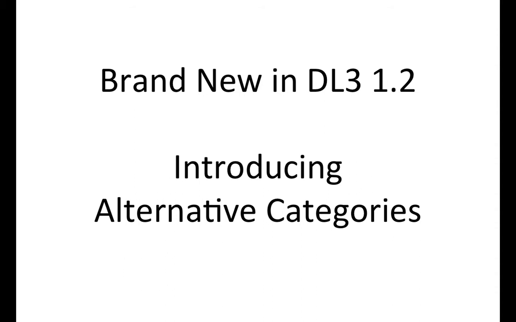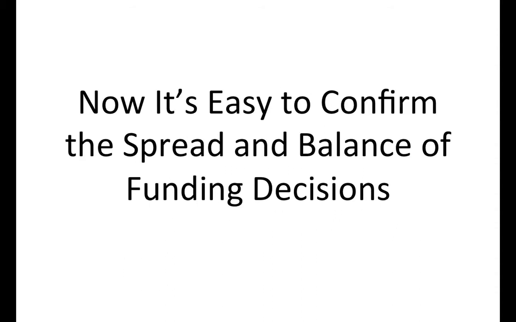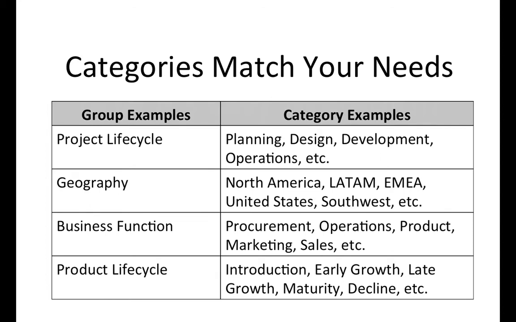And with the release of DL3 1.2, Decision Lens users now have easy access to this level of detail with the introduction of alternative categories. This new feature now makes it fast and easy for an organization to confirm the spread and balance of funding and resource decisions across all breakdowns of the organization. Organizations can now easily create the exact set of groups and categories they need, matching to their portfolio structure, program lifecycle, business function, geography, or any other group they see fit.